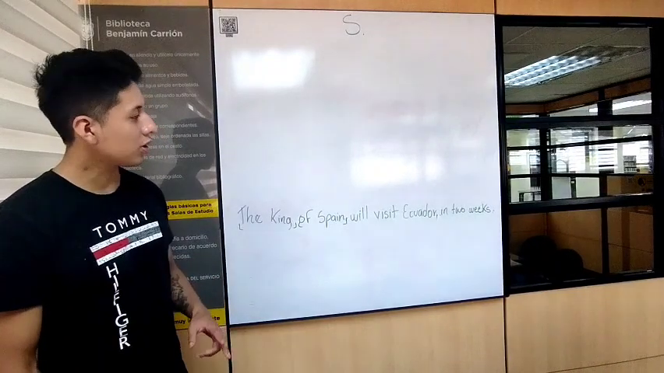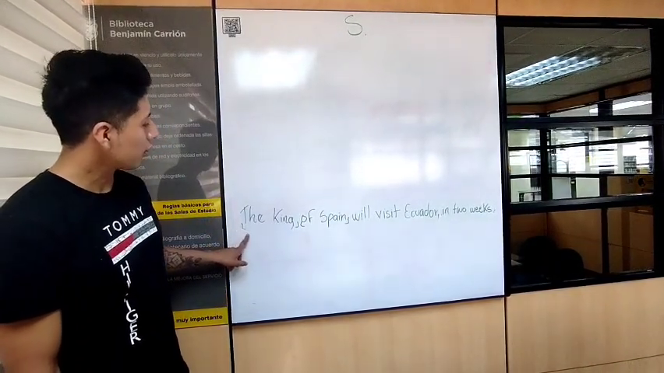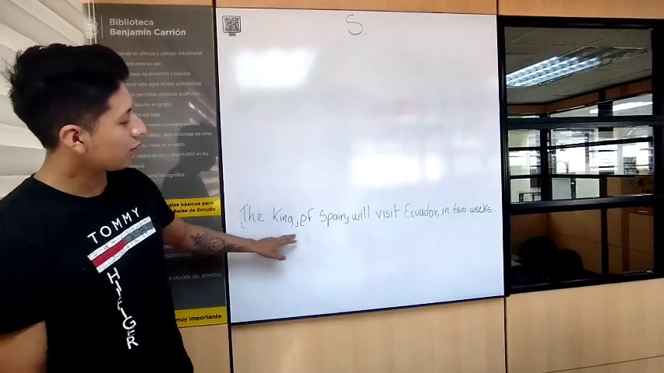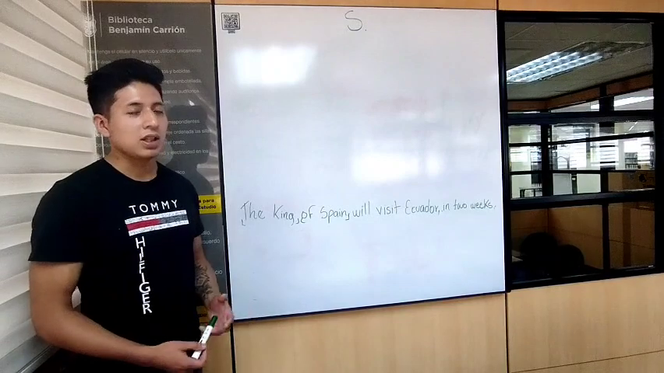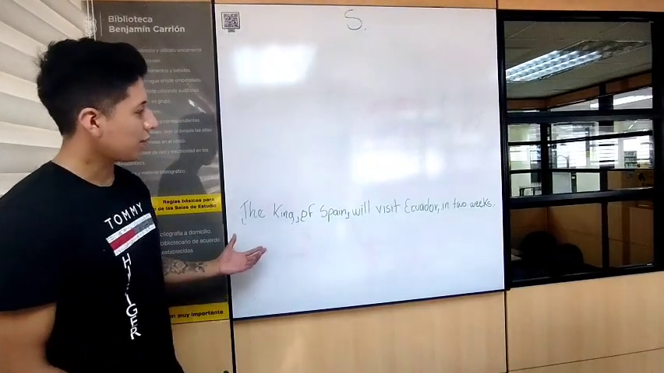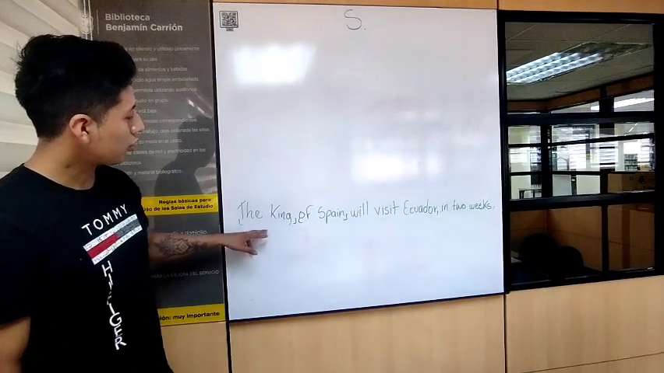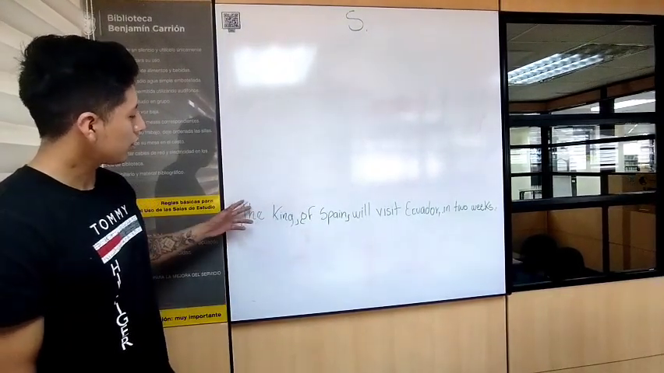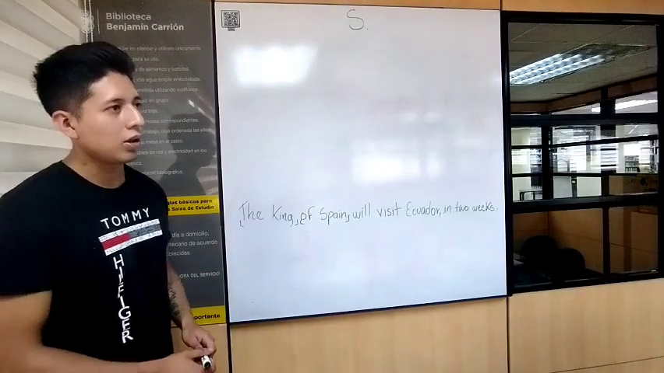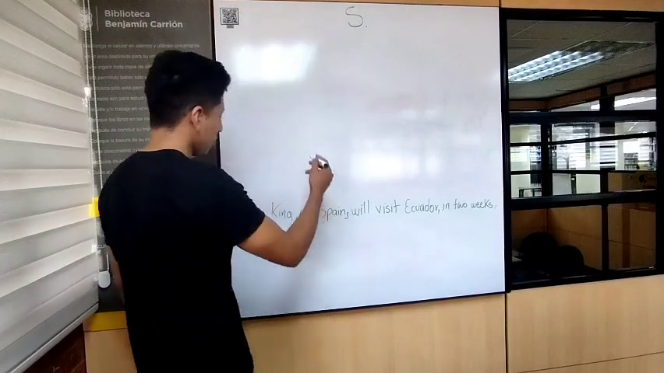We have two examples. In this case, I'm going to explain the first. The example is: the King of Spain will visit Ecuador in 2 weeks. We notice that it is a sentence because it has an adjunct, and we're going to divide it into constituents and determine the hierarchy levels that it has.